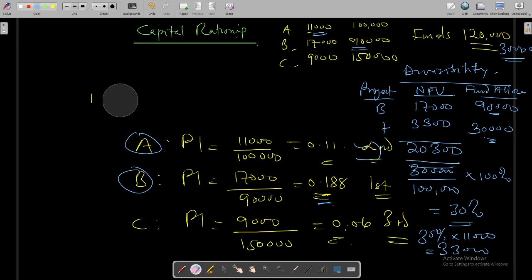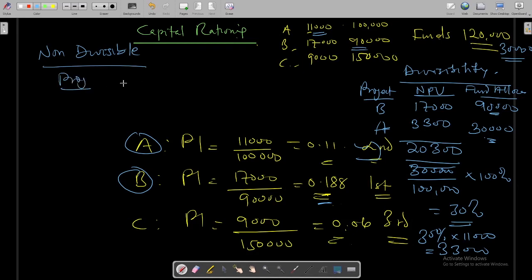So let me clean this one. What if the projects are not divisible? So here, non-divisible. If the projects are non-divisible, it means that a proportion of the project cannot be undertaken. So we go through the same process. The first one to be undertaken is what? Project B, with NPV of 17,000, and the funds to be allocated will be 90,000.